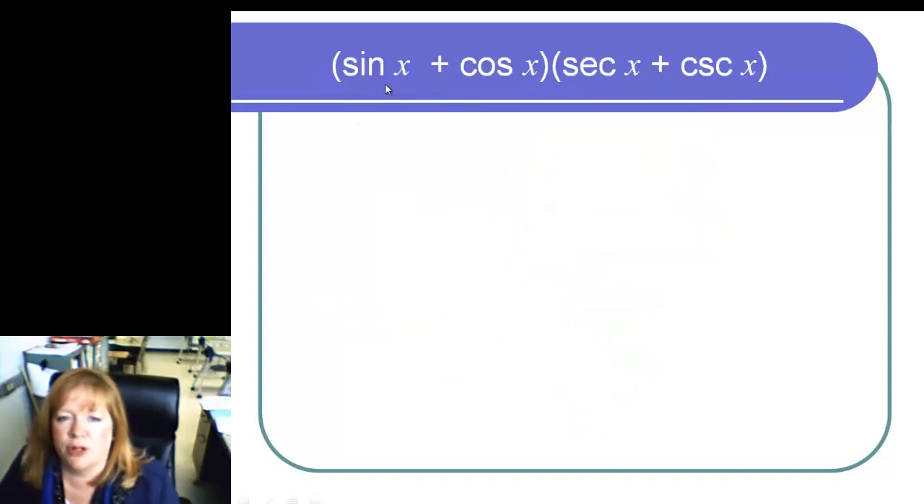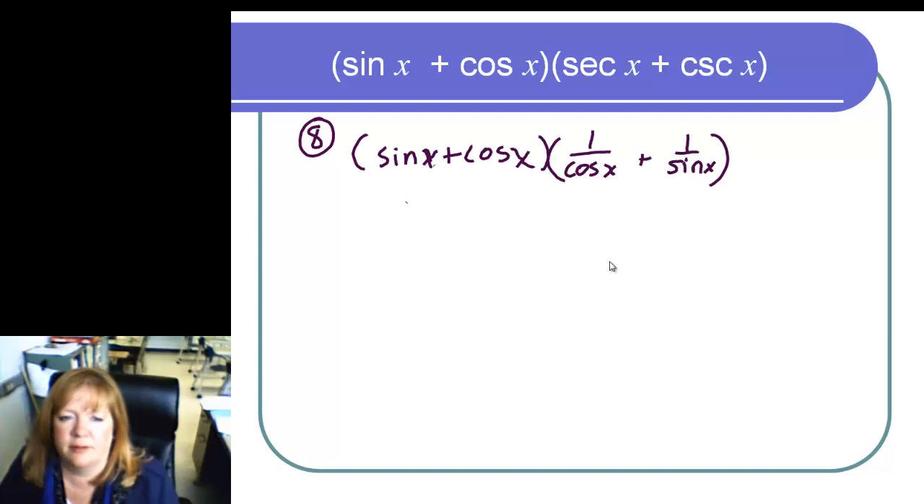Try this one on your own. Sine x plus cosine of x times secant of x plus cosecant of x. I would recommend that you put things in terms of sine and cosine to begin with. So sine x plus cosine of x, times 1 over cosine of x plus 1 over sine of x. FOIL it out.